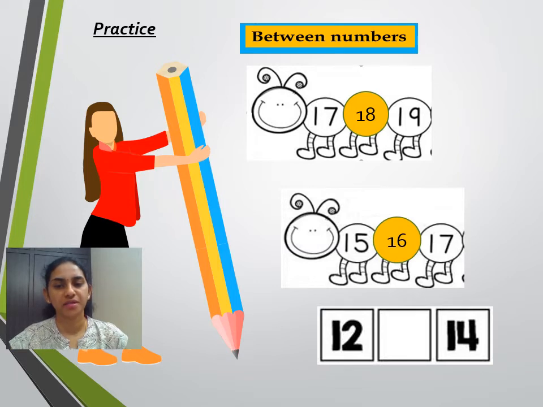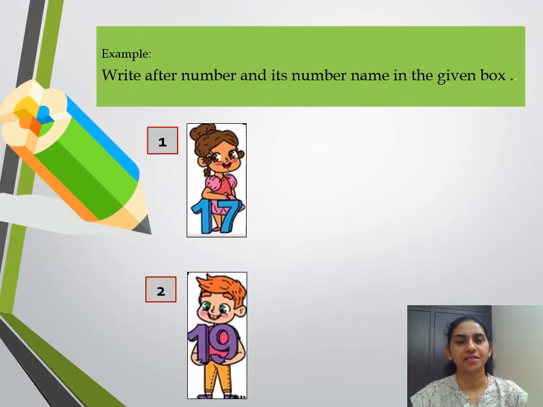So we have here 12. One missing number is here. The column is empty. That is the missing number actually. That is a between number. And 13 is there. So what number is missing, children? 12 is here. One number is missing and 14 is there. So what number is missing, children? 13. You're right. Let's see some more.